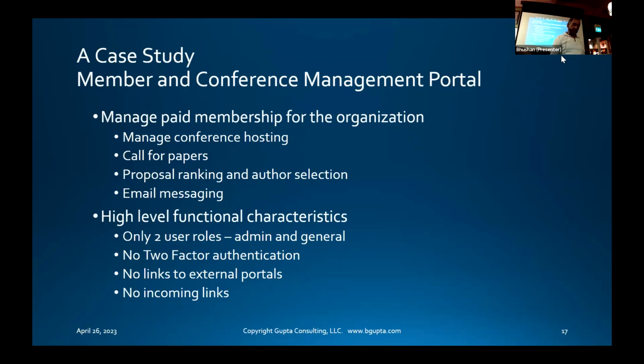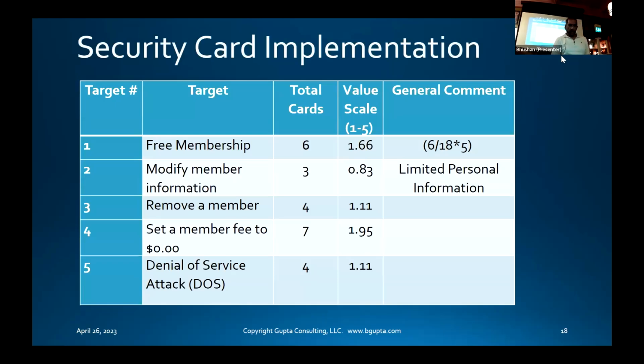So let's look at the next aspect of it. If I look at different attack vectors, why would somebody like to hack the system? Somebody may want free membership. They may want to modify a membership for their own or maybe for someone else. They provide wrong information. They may want to remove, I'm talking about from a hacker perspective, a member. Somebody, I don't want this person to be a member. I'm just going to hack the system and get this person out.